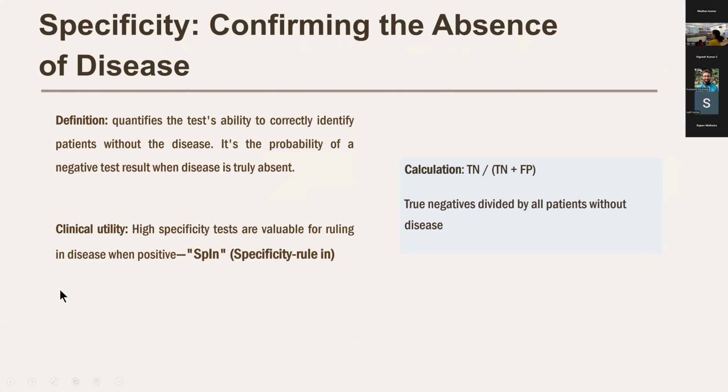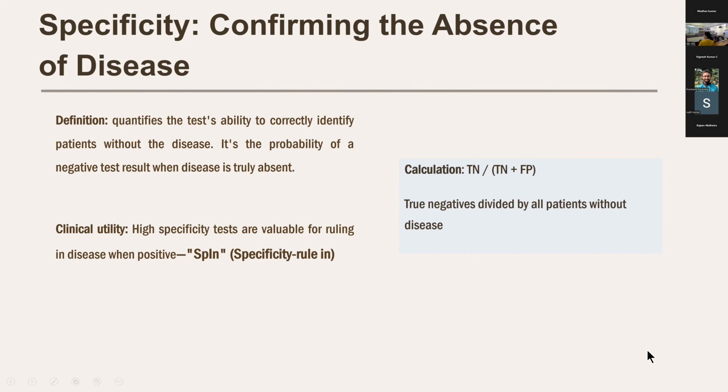What is specificity? So confirming the absence of disease. So it's a SPIN. SPIN is a mnemonic. So specificity rules in the disease. A highly specific test means the disease is there. It's actually defined as the test's ability to correctly identify patients without the disease. It's the probability of a negative test result when disease is truly absent. So that means among all the patients who don't have the disease, how many were test negative?